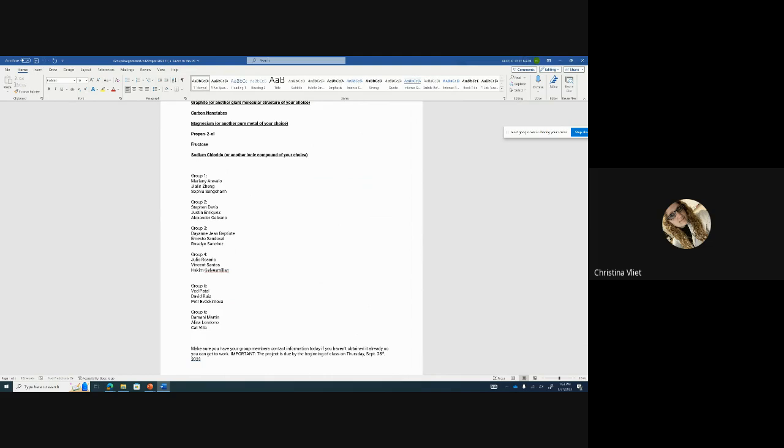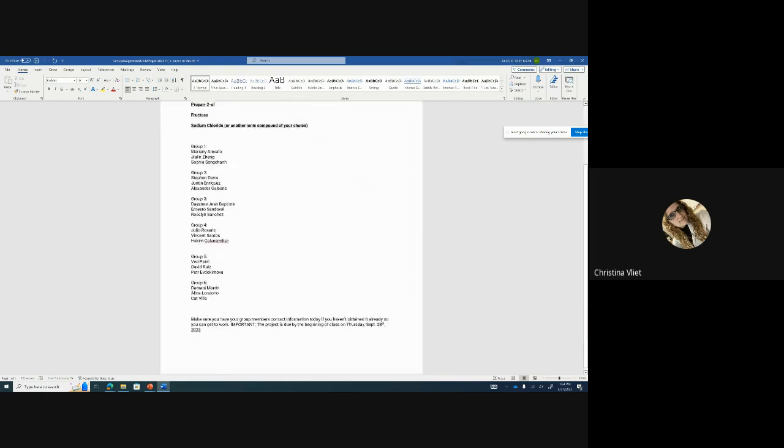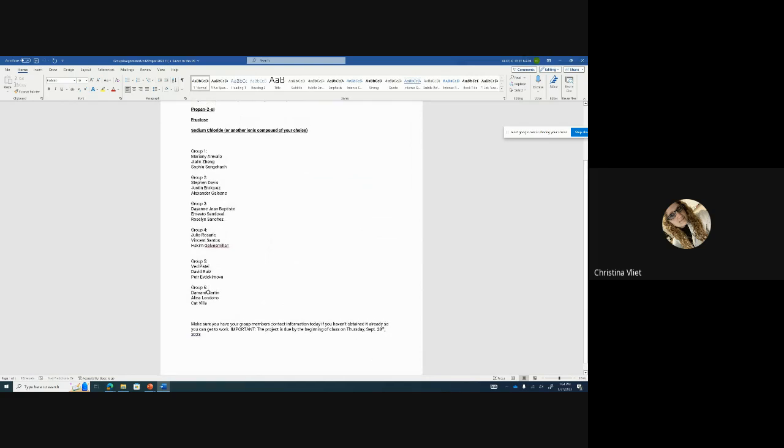First group to choose is group 6. That's Damani, Melina, and Kat. You have a minute to decide. Your choices are graphite or some other giant molecular, carbon nanotubes, magnesium, propan-2-ol, fructose, or sodium chloride. Fructose? Alrighty. So group 6 has taken fructose.